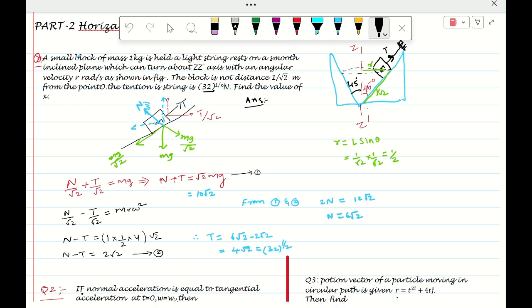So how to solve this? The process is what we are learning, not just the answer here. In horizontal circular motion, this mass is revolving with radius r around this z axis in this dotted circle.